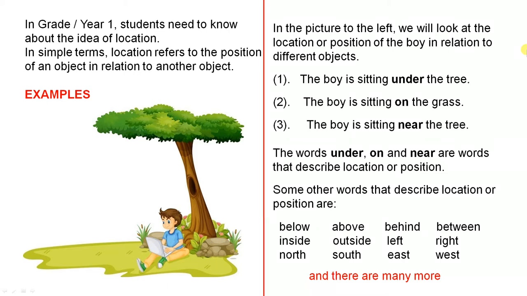In the picture to the left, we will look at the location or position of the boy in relation to different objects. Number 1, the boy is sitting under the tree. The boy is sitting on the grass. The boy is sitting near the tree. The words under, on and near are words that describe location or position.